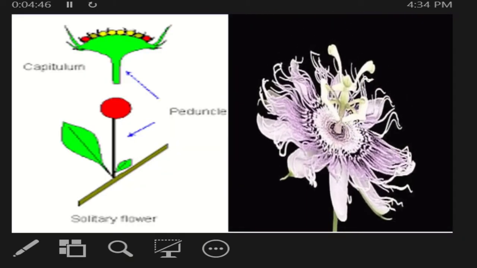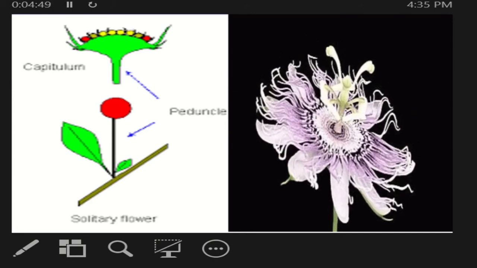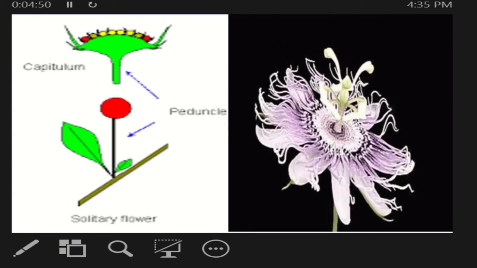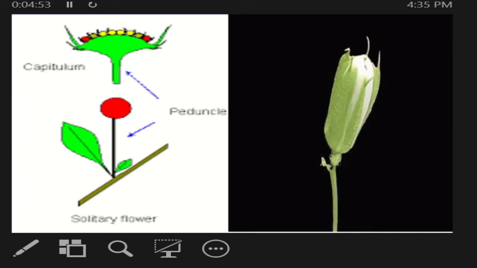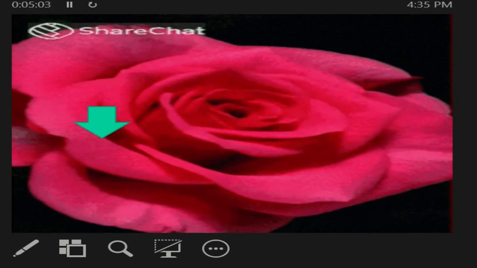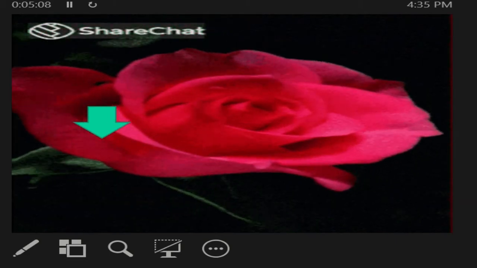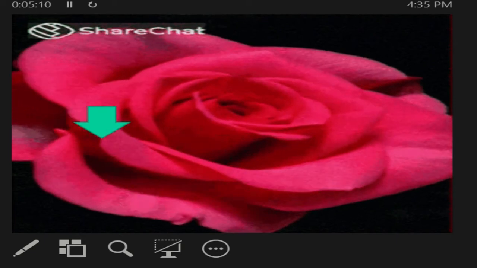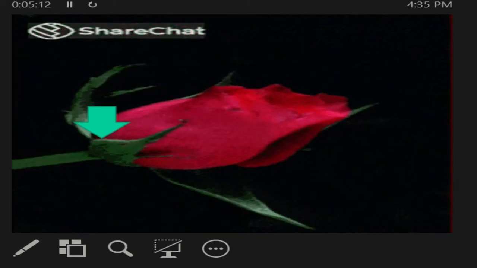Peduncle, also called pedicel, is the stalk of the flower that is very important to hold the fruit. The receptacle is the thickened stem part attached to the peduncle, and it is where the flower or group of flowers grow.